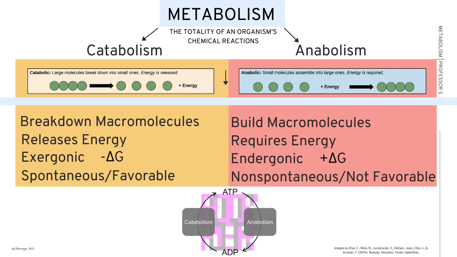Anabolism is building molecules. This requires energy to be absorbed, which makes this endergonic, and we express this by a positive delta G. These reactions are non-spontaneous and not favorable, and they're moving away from equilibrium. This is a perfect system because we have reactions that require energy and reactions that provide energy.